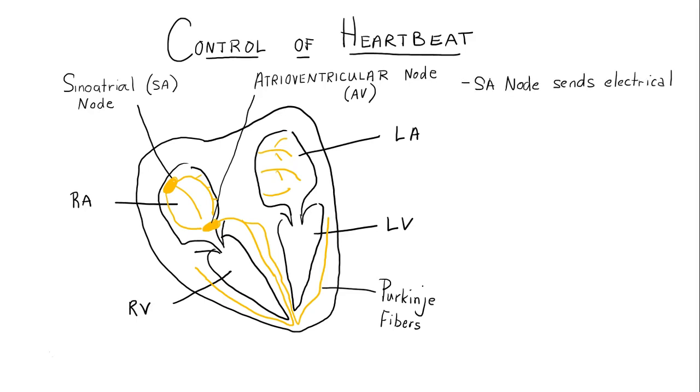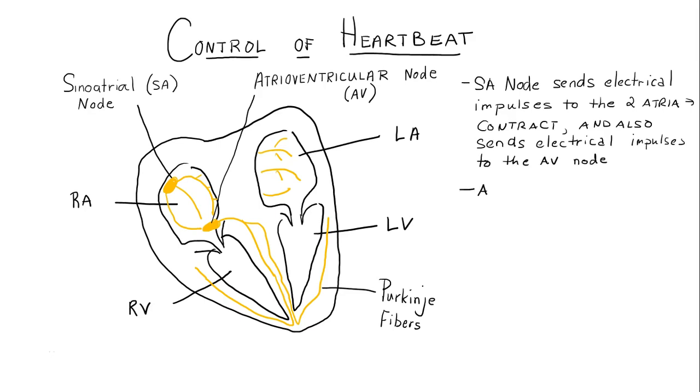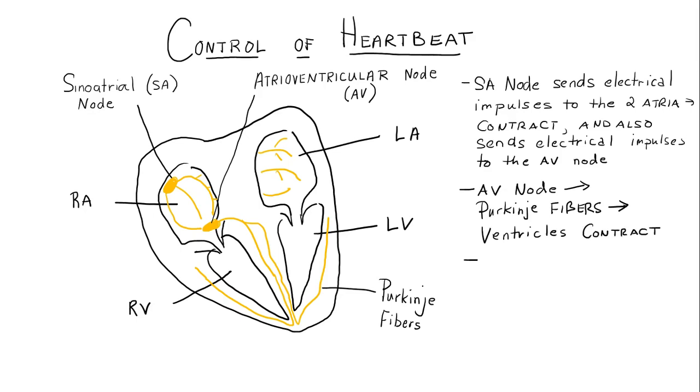So just a little review of this slide. The SA node sends electrical impulses to the two atria, then they contract, and the SA node also sends electrical impulses to the AV node. And then the AV node will send electrical impulses to the Purkinje fibers, and that causes the ventricles to contract. So in unison, the two atria contract. There's a little pause while the electrical signal goes through the AV node to the Purkinje fibers, and then the ventricles contract. When the atria contract, they push the blood into the ventricles.